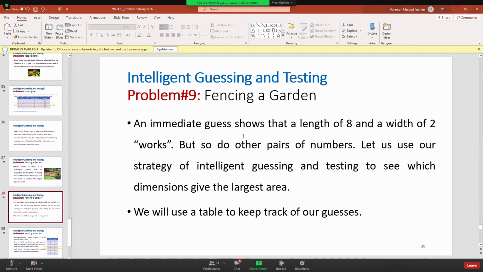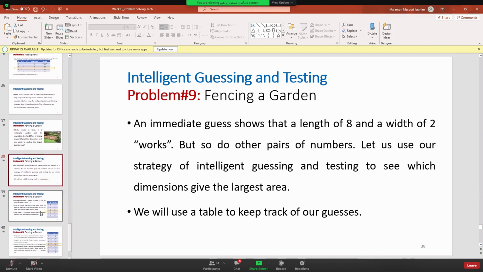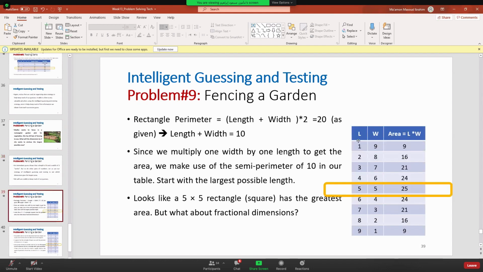So what we are going to do to find the pair of numbers. Let us use the strategy of intelligent guessing and testing to see which dimensions give the largest area.